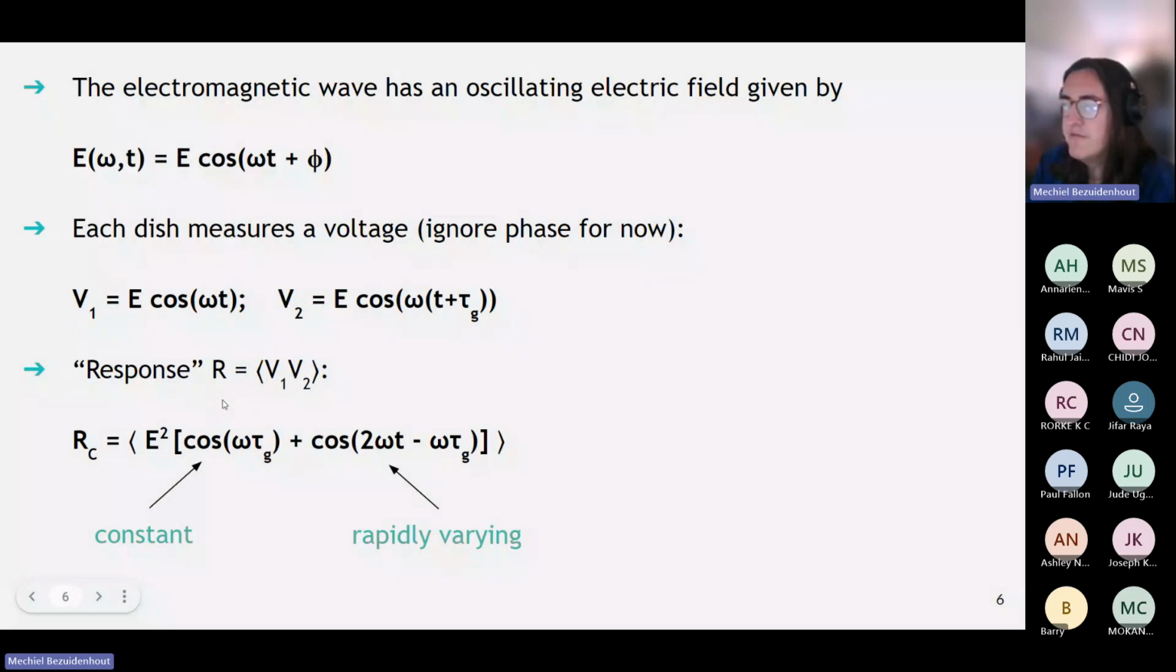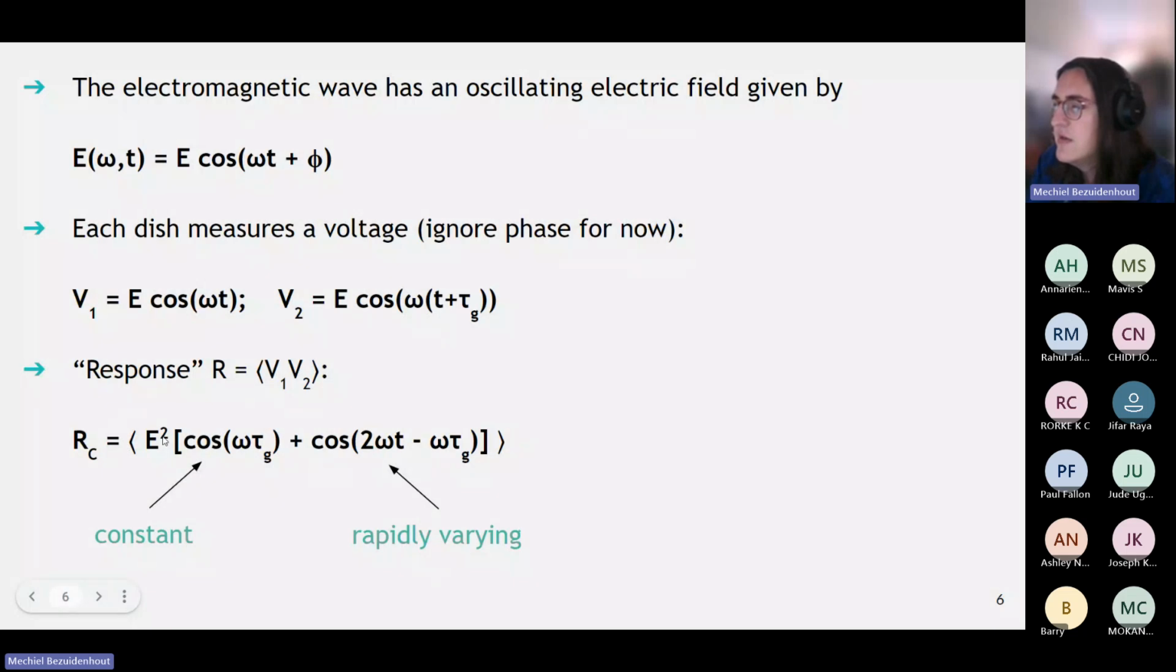But first, let's define this quantity, the response, as the average. That's what these square brackets mean: the average of voltage 1 multiplied by voltage 2. Easy. So if we substitute those cosine equations into this equation, we get this function. These derivations are all in the textbook that I sent out, but I'm not going to spend time on the derivation. If you multiply these together, this is the result that you get.